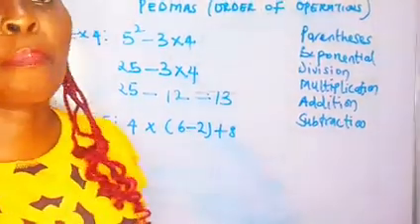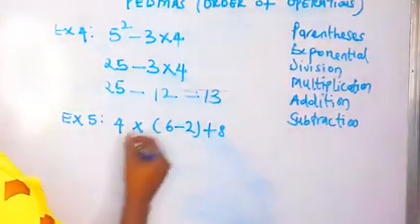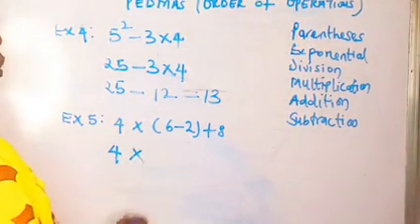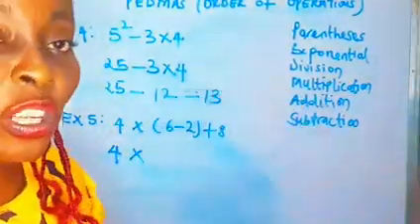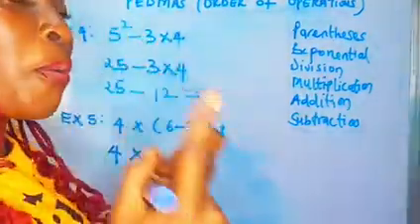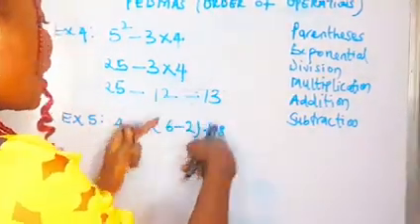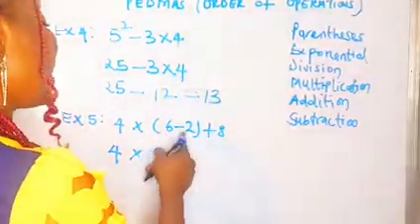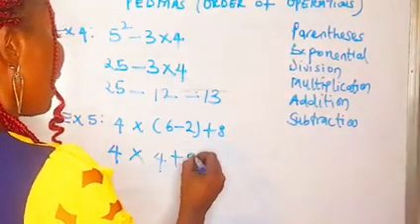Take the last example on this. If we have 4 times, in brackets, 6 minus 2, plus 8. We have our 4 remains, our times remains, then we have 6 minus 2. This minus is coming first because it is in brackets, in parentheses. Try to get that. It is coming first because we are solving it in brackets. So 6 minus 2 is 4, plus 8.